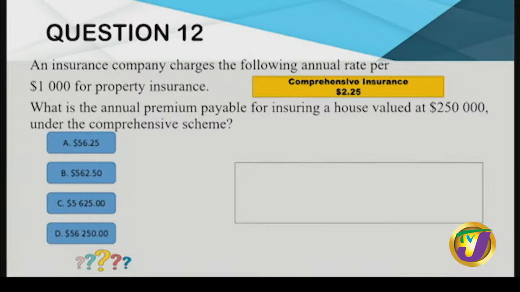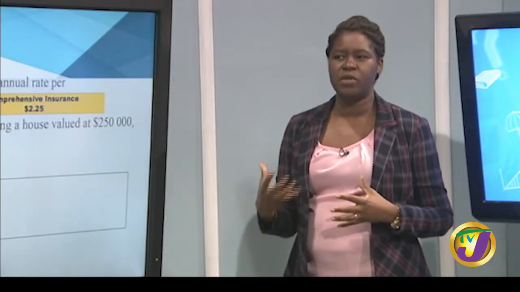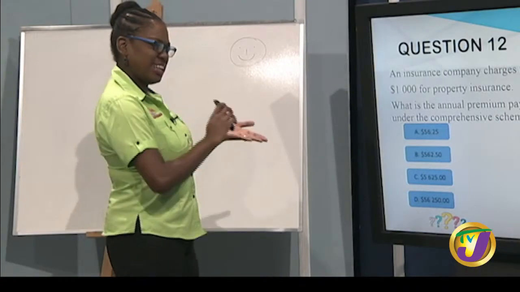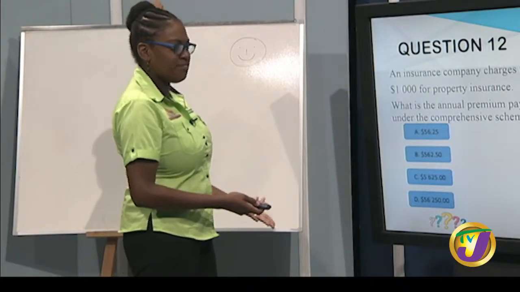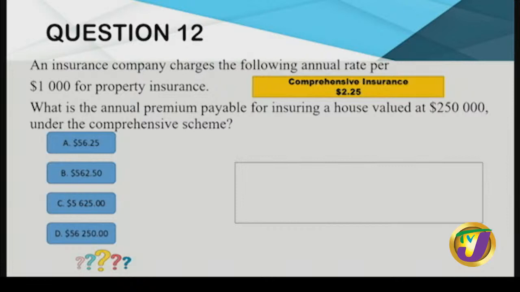So you have read that question and it seemed a little bit wordy. Just reread it, and pick out the key points, the key words. Sometimes we can just put our own little understanding to it. What do you understand from this? This is saying annual rate per, and I know per means each or for every one. So for every $1,000 of property insurance, the comprehensive insurance is $2.25. And they're asking us for the value of insuring a house valued at $250,000 under this scheme.